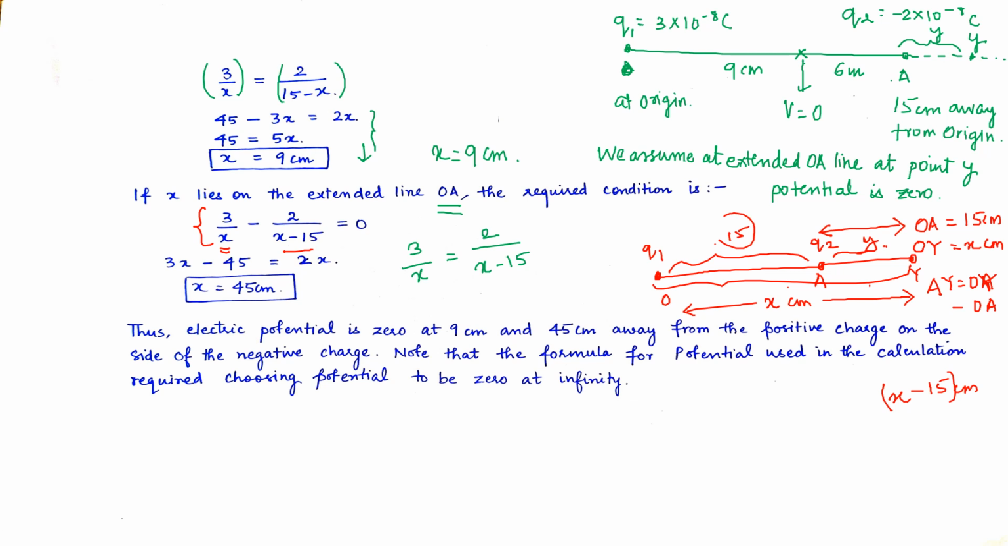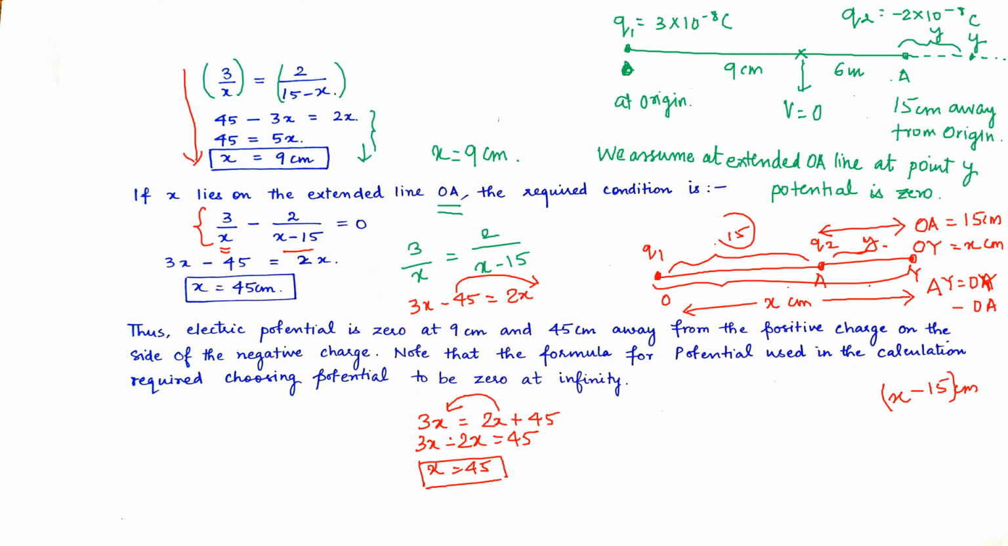Okay. Similarly, the way we solve this equation, we will get 3x minus 45 equals to 2x. This we will bring over here. It will be 3x equals to 2x plus 45. Now 3x minus 2x equals to 45. 3 minus 2 is 1. So x equals to 45. So at 45 centimeter away from Q1.